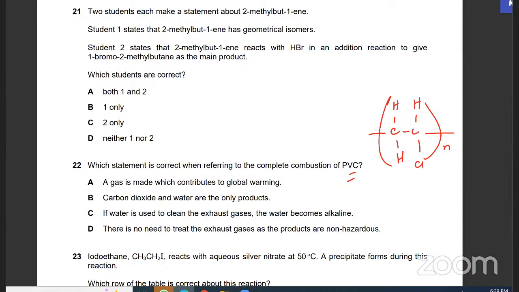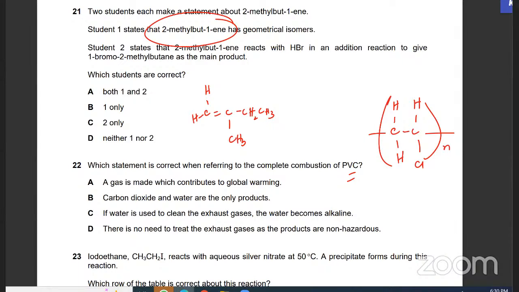So the next one: two students each make a statement about 2-methylbutene. Student 1 states that 2-methylbutene has geometrical isomers. So first thing, draw this. Butene, right? So that means a double bond on the first one, and 2-methyl, that's on the second one, you've got a methyl group. So you can add the hydrogens: 3 with this one, 3, and 2 H's with this one.